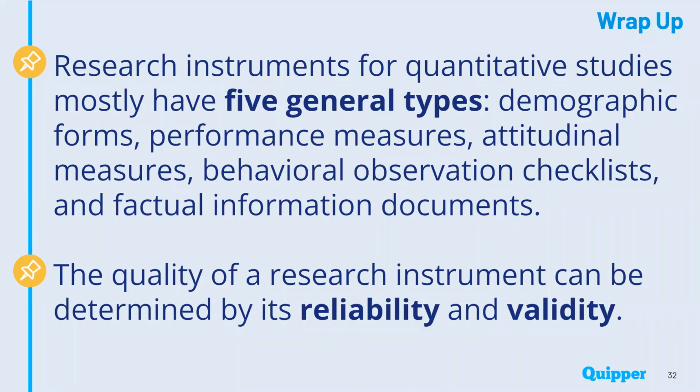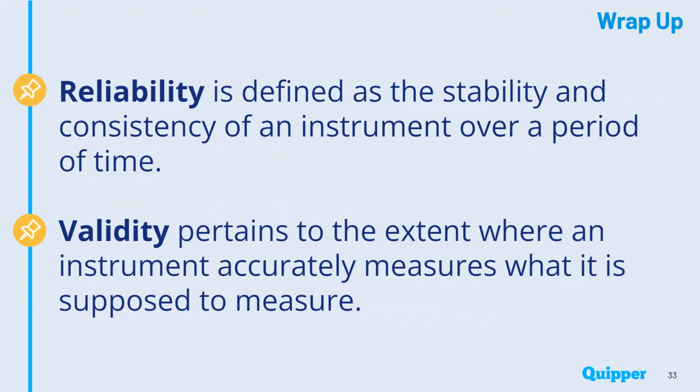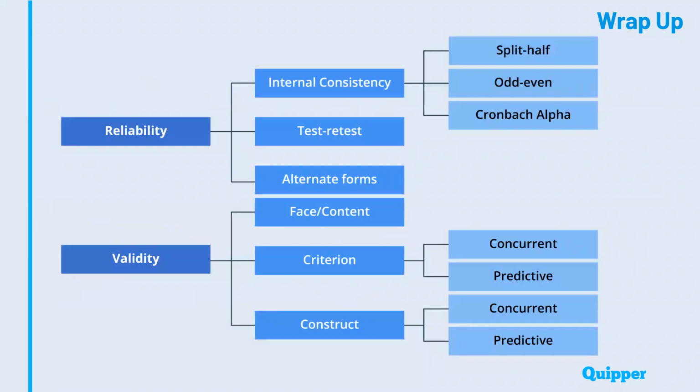Okay, so just to wrap up before we end this discussion, research instruments for quantitative study mostly have 5 general types: demographic forms, performance measures, attitudinal measures, behavioral observation checklists, and factual information documents. The quality of a research instrument can be determined by its reliability and validity. Reliability is defined as stability and consistency of an instrument over a period of time, while validity pertains to the extent to which an instrument accurately measures what it's supposed to measure.